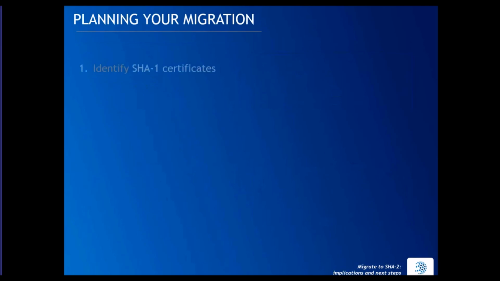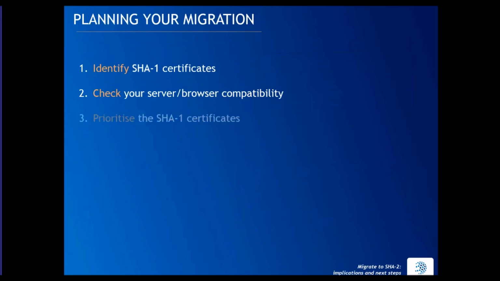So we're going to tell you about planning your migration. The first part is to identify your SHA-1 certificates, seeing which of your certificates are still in the SHA-1 format. The second part is to check whether your server and your browser are compatible or not. That is very important. You don't want to try and move to SHA-2 if your server and your browser are not compatible. There are ways around it, which I'll tell you about very shortly.